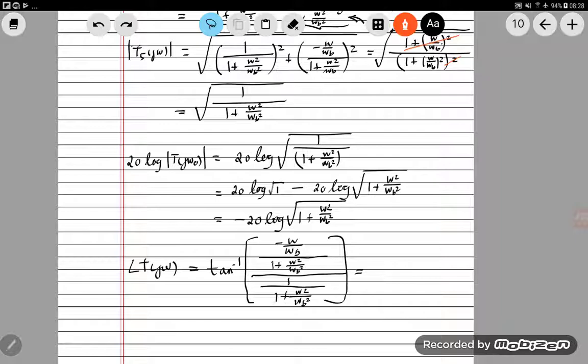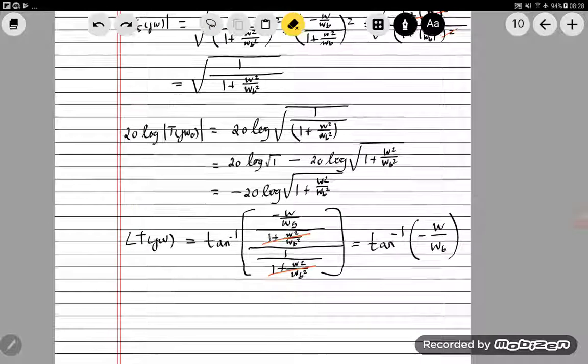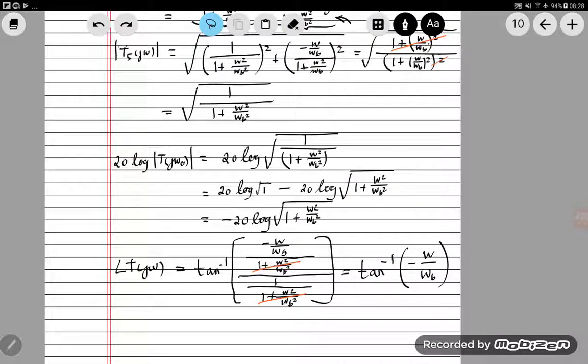We see we've got the same denominator in both top and bottom, so that can cancel. So we're left with the arctangent of negative omega over omega b. So to make it easier on ourselves, I'm going to copy this, and I'm going to copy this, and let's start on a new page.